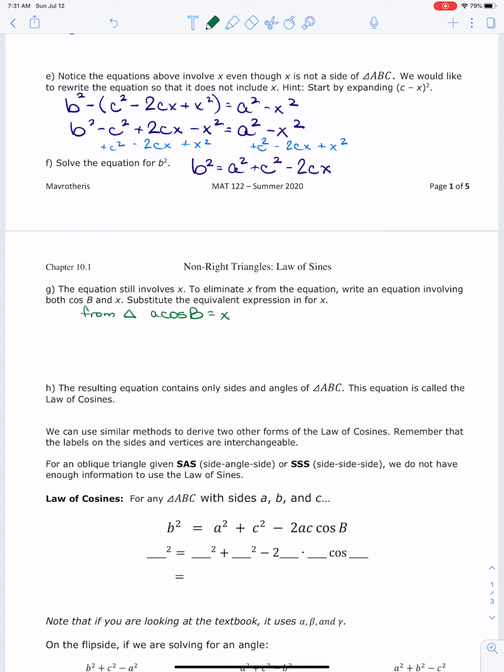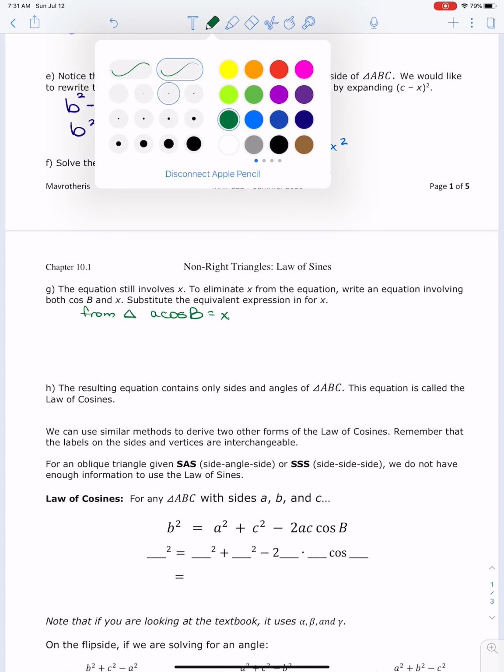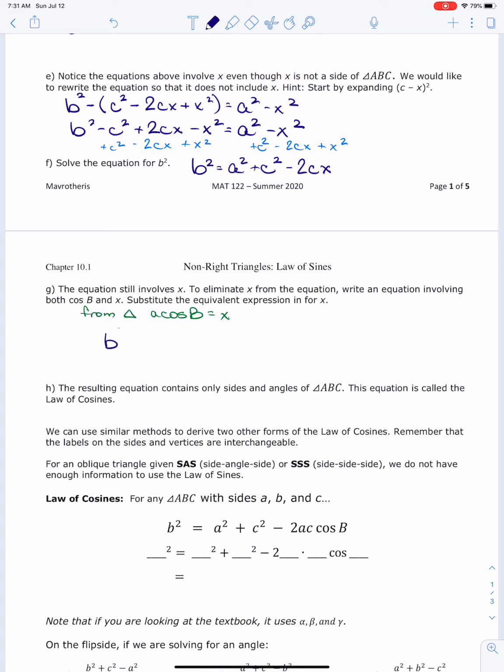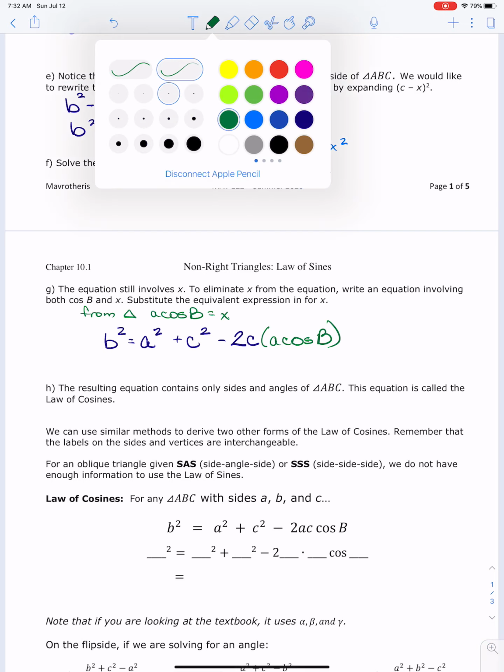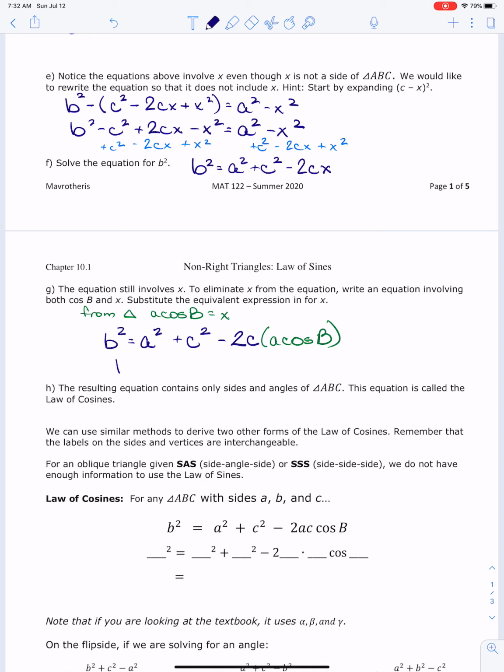So I'm going to go ahead and substitute that in right above here. So I've got b squared equals a squared plus c squared minus 2 times c, and that x is a cosine b. And since we like things a little more organized sometimes, I'm going to rewrite this just one more time. B squared equals a squared plus c squared minus 2. Anytime I have multiple variables, I like them in alphabetical order. So I'm going to put a before c times the cosine of b.